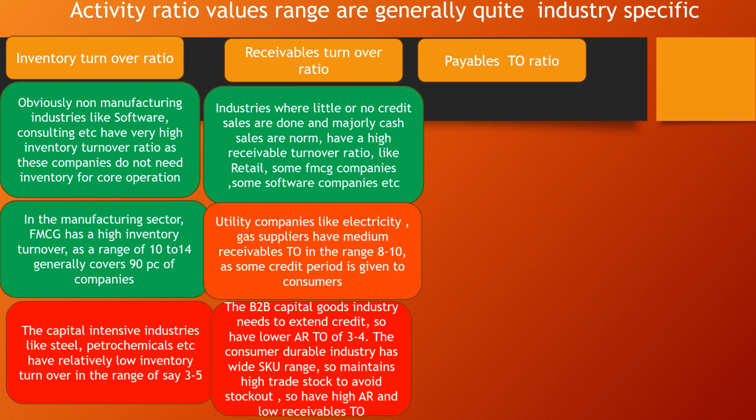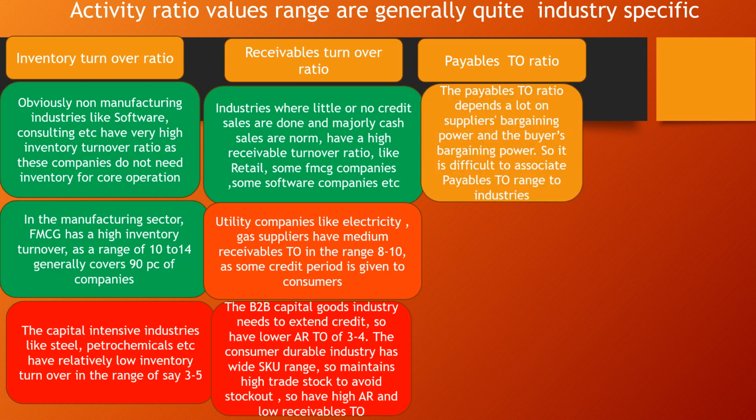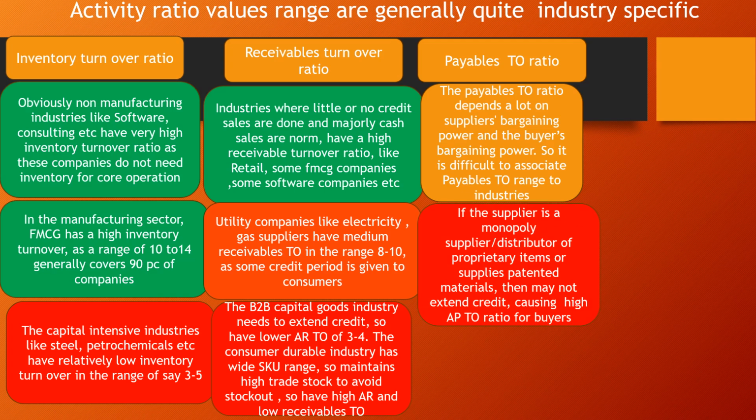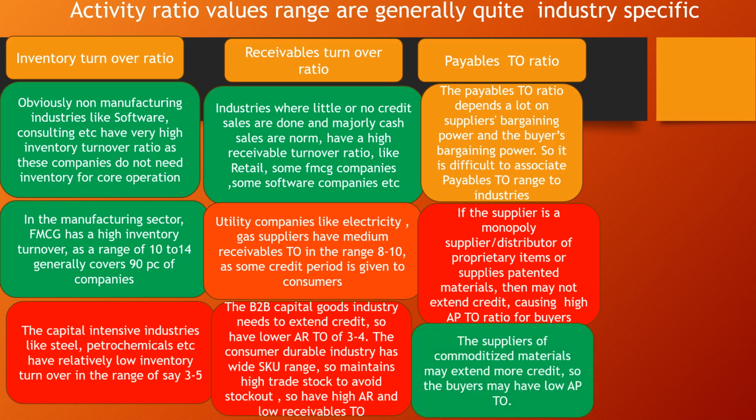Now, payables turnover ratio. The payables turnover ratio depends a lot on the supplier's bargaining power and the buyer's bargaining power. So it is difficult to associate payables turnovers range to industries. If the supplier is a monopoly supplier like distributor of proprietary items or supplies patented materials, then may not extend credit, causing high accounts payable turnover ratio for the buyers. The supplies of commoditized materials may extend more credit, so the buyers may have low accounts payable turnover.